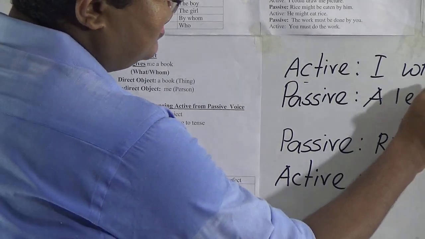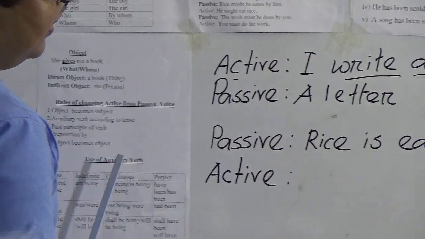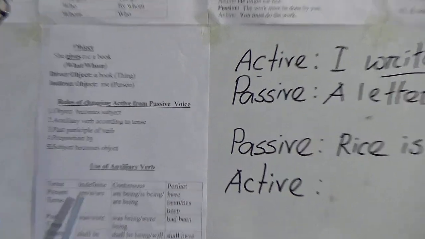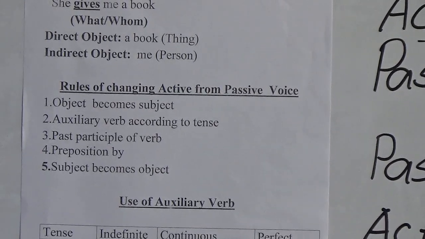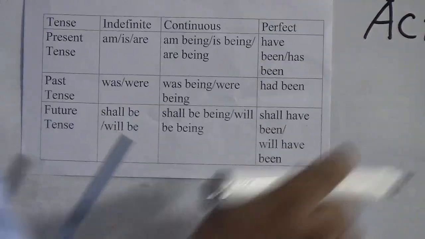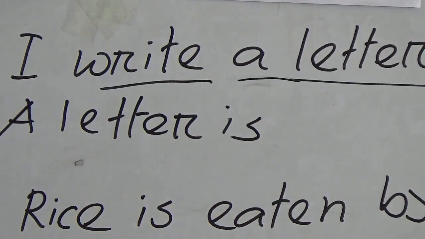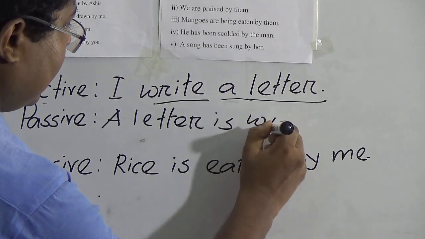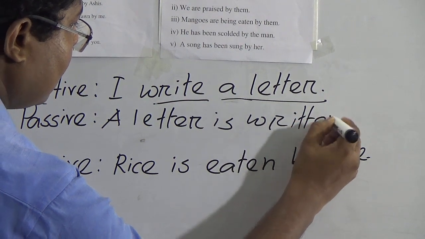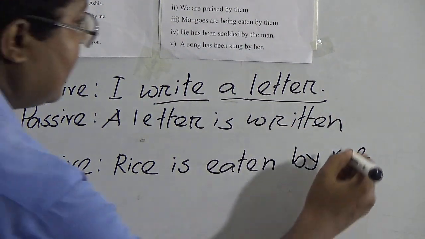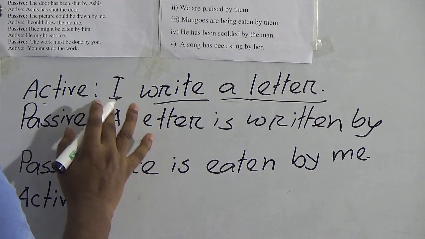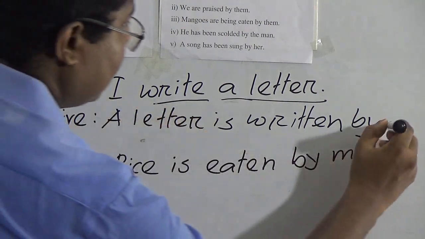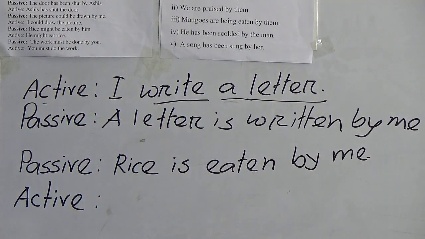Next, auxiliary verb according to tense. What kind of tense is it? Present indefinite tense. In present indefinite tense, the auxiliary verb will be am, is, are. For a letter, we will use is. And then the past participle of the verb: write, wrote, written. Then the preposition by will come, and the subject will be object. I will be me.